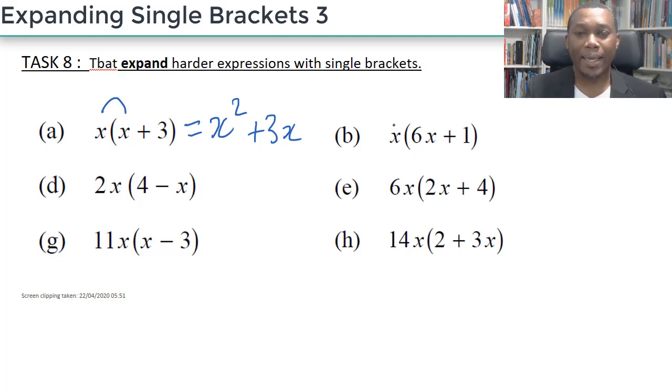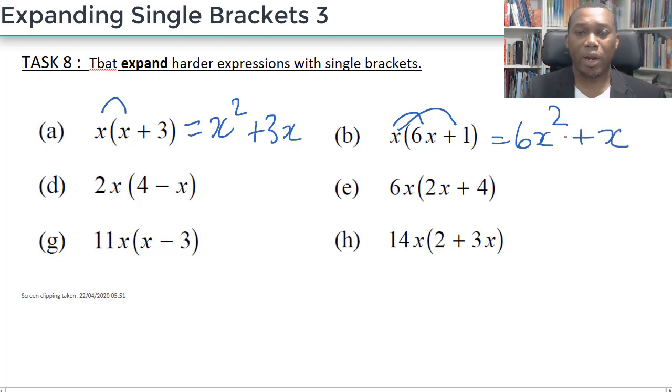For part B, x multiplied by 6x will give me 6x squared. The x times x is giving me x squared. And then x times plus 1 will give me plus x. So 6x squared plus x is what we're getting there. Moving on, we have 2x times 4, which will give us 8x. And then 2x times minus x: I'm going to have the minus sign, and 2x times x will give me 2x squared. So 8x minus 2x squared.